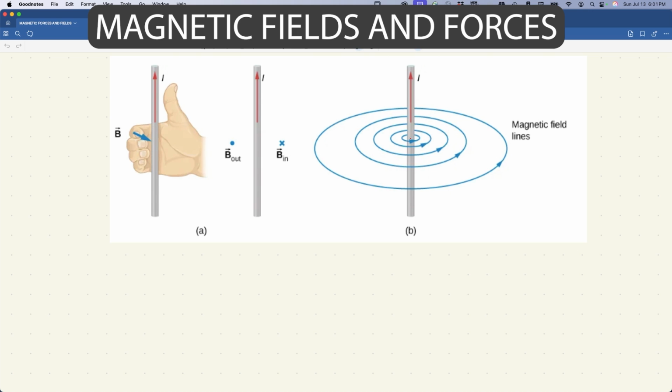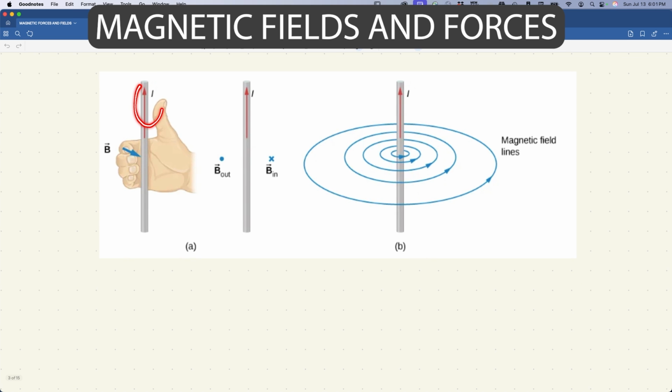But to find the direction of the magnetic field, now we have to use the right-hand rule again, but this time you have to hold, or imagine that you're holding the conductor in your right hand with the thumb pointing in the direction of current. If so, the curled fingers will give you the direction of the magnetic field. So that's right-hand rule number 2.